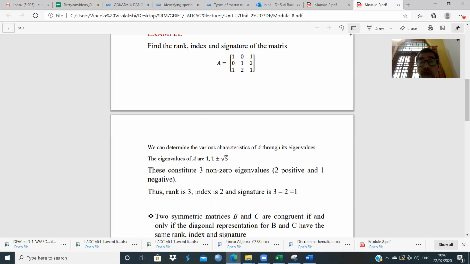So because there are 3 non-zero eigenvalues, the rank is 3. And then 2 positive eigenvalues mean the index is 2. And the signature is 3 positive eigenvalues minus 2 negative eigenvalues. Rather, rank minus index, so you get 1. Number of positives minus number of negatives. So I think there is a correction to be done here. There are 2 positives and 1 negative. So it should be 2 minus 1. Therefore, the signature is 1.